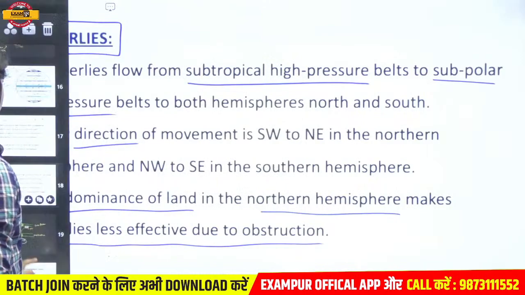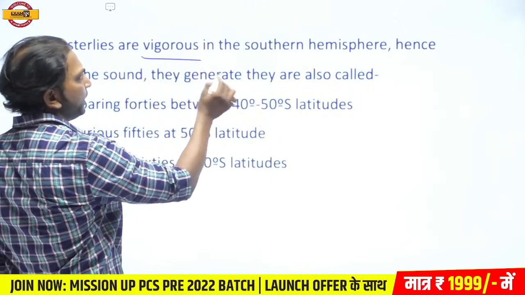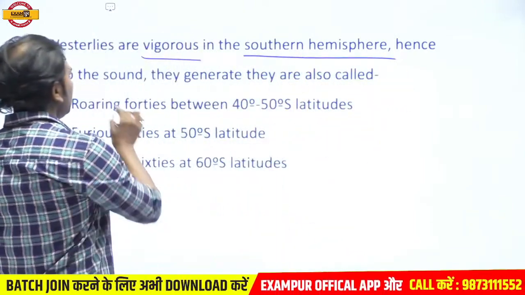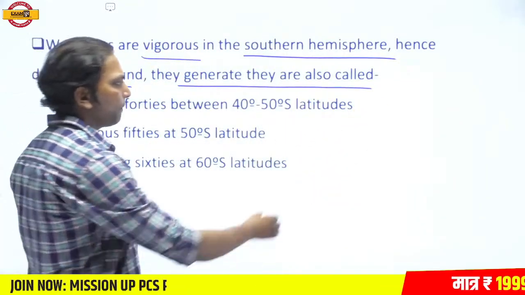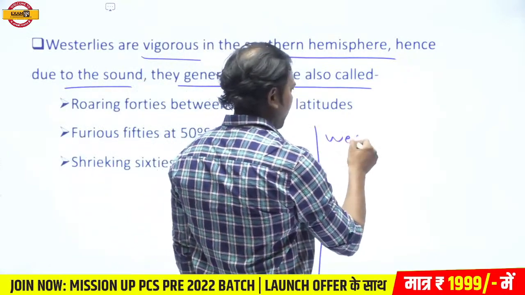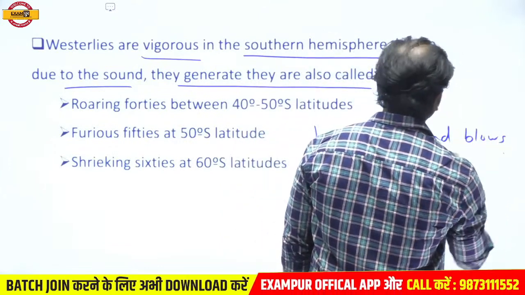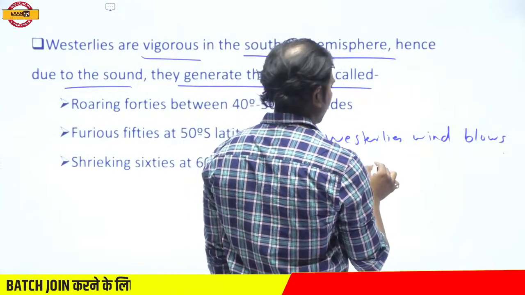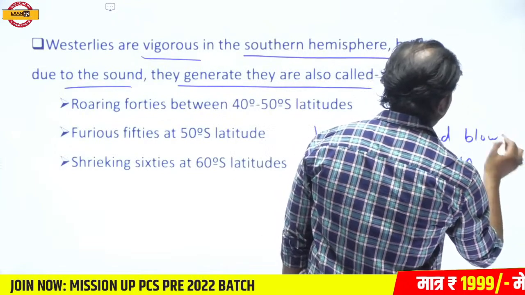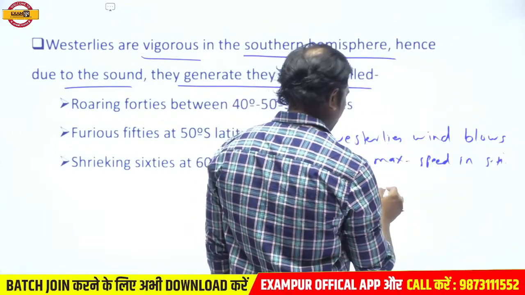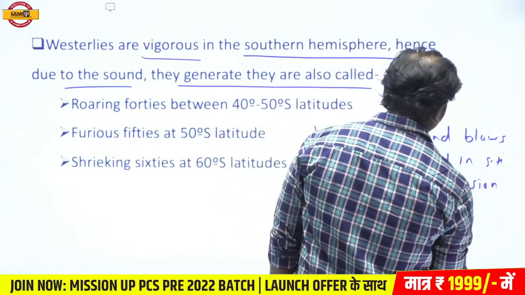Okay, one more point. Westerlies are vigorous in the southern hemisphere, hence due to the sound they generate, they are also called what I said here: westerlies winds blow with maximum speed in the southern hemisphere due to the vast expansion of ocean.